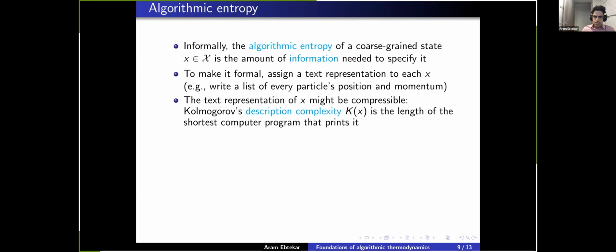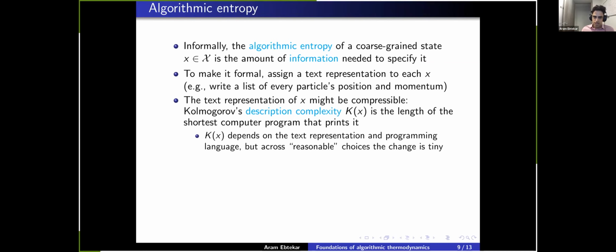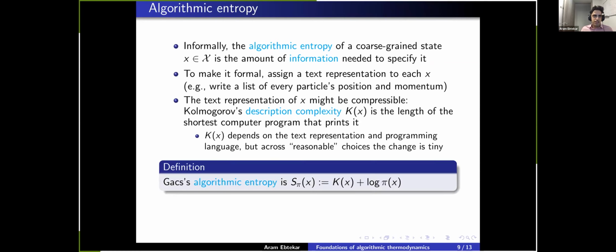So Kolmogorov defines the description complexity as the length of the shortest computer program that produces this representation. Of course, this will in general depend on the representation and the programming language. We argue that as long as you make intuitively reasonable choices, this dependence is very, very small. And so for any macroscopic system, this is a well-defined thing. We could debate that later.